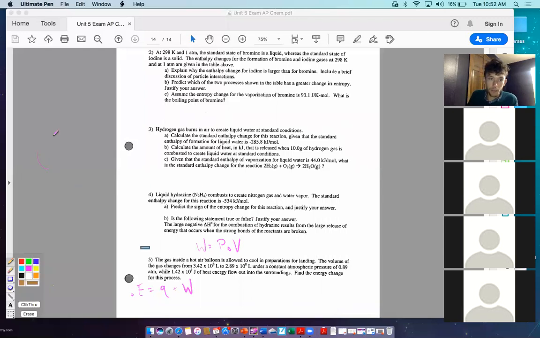So if this is my balloon and the volume has shrunk, I know that I can think about it as if the surroundings are doing work on the balloon to do that. I know that the balloon shrunk because its volume decreased.